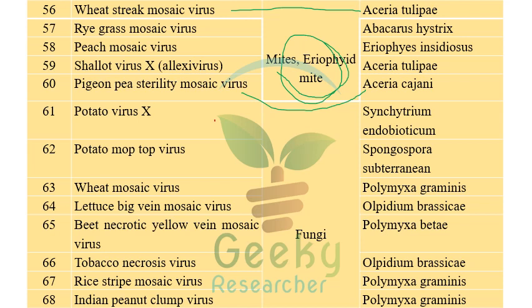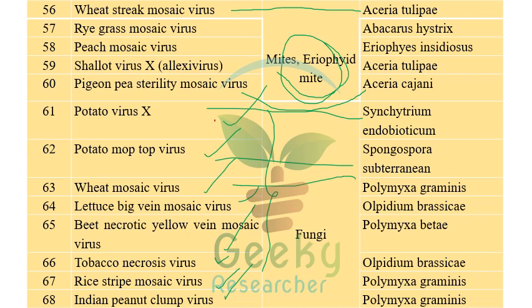And potato virus X, potato mop-top virus, wheat mosaic virus, lettuce big vein virus, beet necrotic yellow vein virus, tobacco necrosis virus, rice stripe mosaic virus, Indian peanut clump virus, all are transmitted by fungal species. Very important here. Potato virus X is transmitted by Synchytrium endobioticum, which is a fungus. Potato mop-top virus is transmitted by Spongospora subterranea, also a fungus. Wheat mosaic virus is transmitted by Polymyxa graminis, very important. Lettuce big vein virus is transmitted by Olpidium brassicae. Beet necrotic yellow vein virus is transmitted by Polymyxa betae. And Indian peanut clump, I have seen this question in many areas. Rice stripe and Indian peanut clump virus are both transmitted by the fungal species Polymyxa graminis.